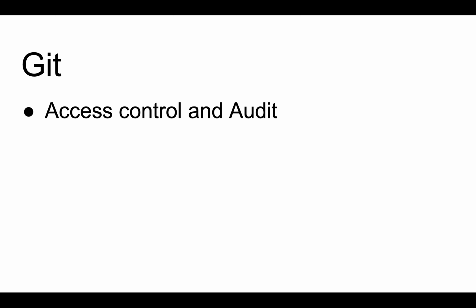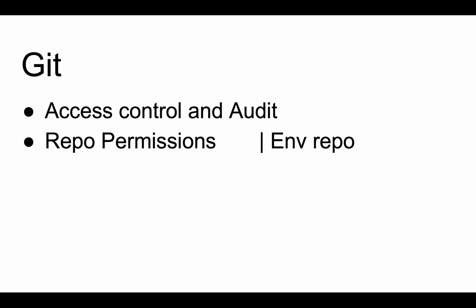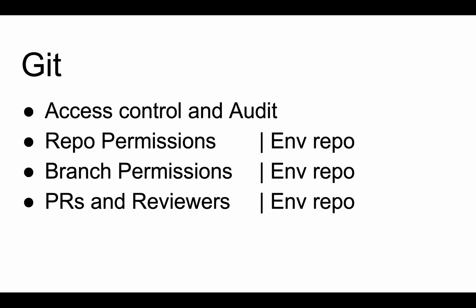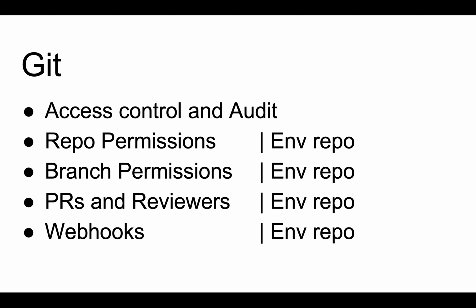So what does Git do for us? It provides great access control and audit, all of those things that we're probably pretty used to using in practically any Git product out there. In our case, it happens to be Bitbucket, but all of them do more or less the same thing. And then there's the repo permissions, branch permissions, pull request and reviewers, configuration around those, and webhooks. All of these things are configured for the environment repos, which I'll explain in a moment. And then we have Git tags on the service repos, which I'll get to afterwards.